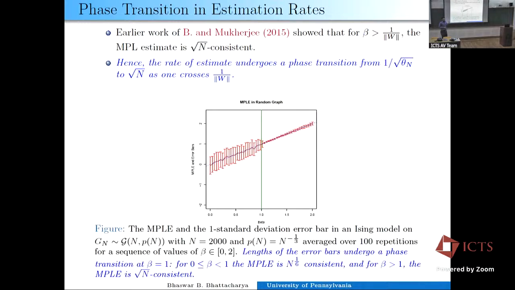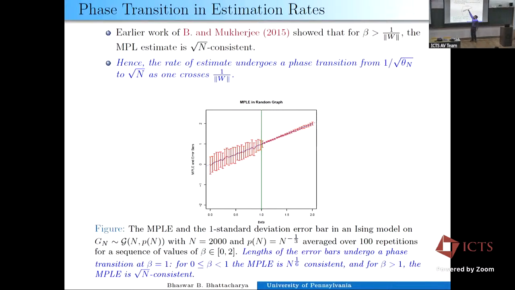So here's a picture to show that. We generate some Erdős-Rényi graph. I take my p to be n to the minus 1/3. p is theta, I'm sorry. So here, before beta 1, the rate is n to the 1/6. After beta 1, the rate is root n.